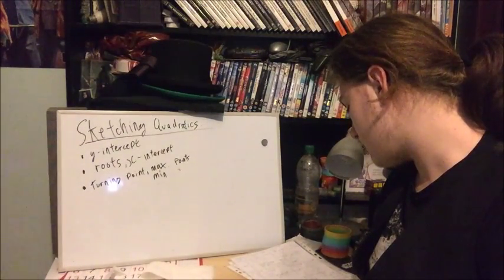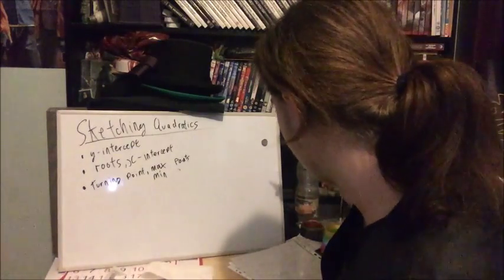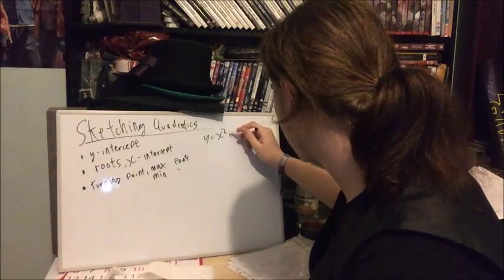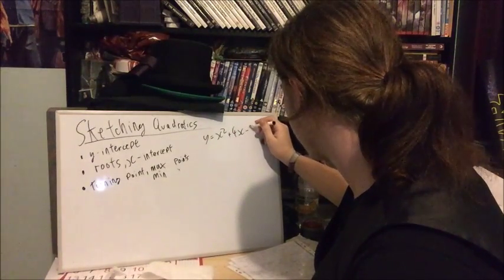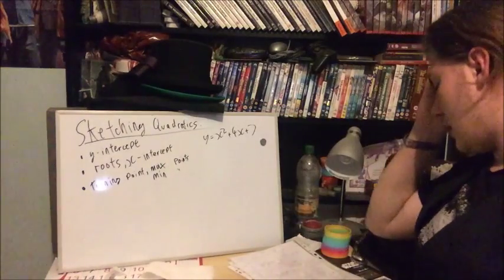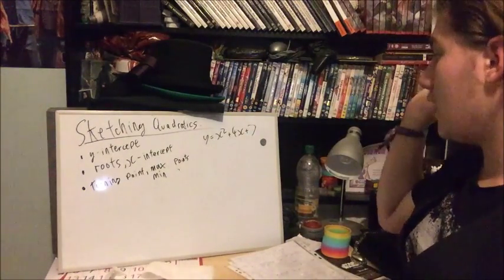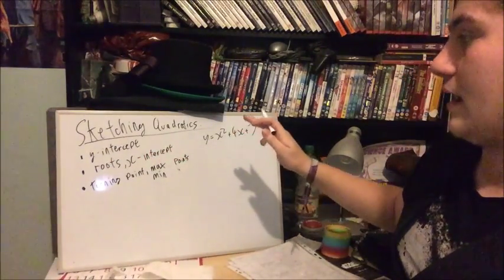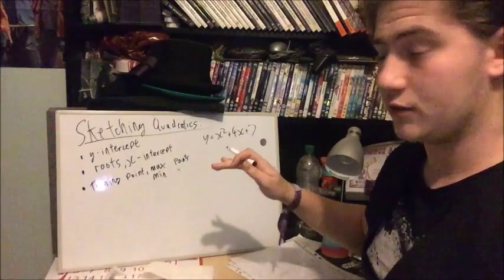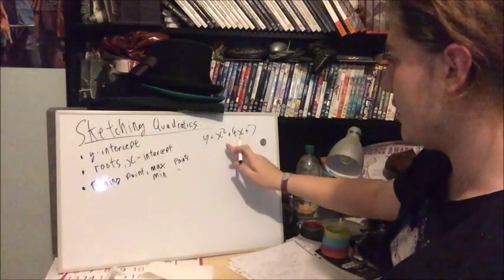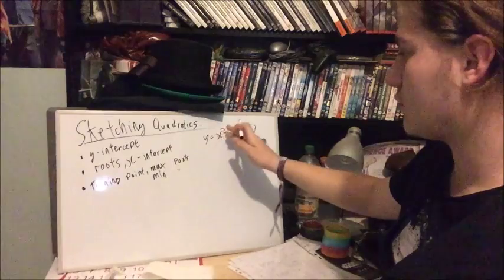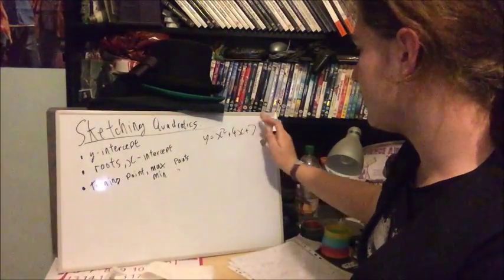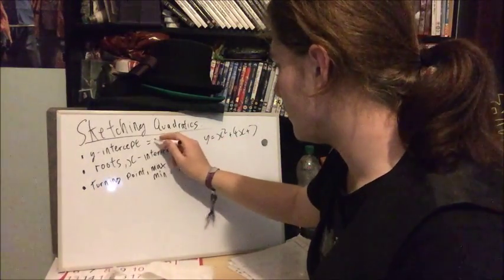So, for example, let's say you have y equals x squared plus 4x plus 7. Well, I already know that to find the y-intercept, that's basically where x is equal to 0. So if we substitute 0 into here, well, 0 squared is nothing. 4 times nothing is still nothing. So therefore, y is just 7. So we know that it's 7.